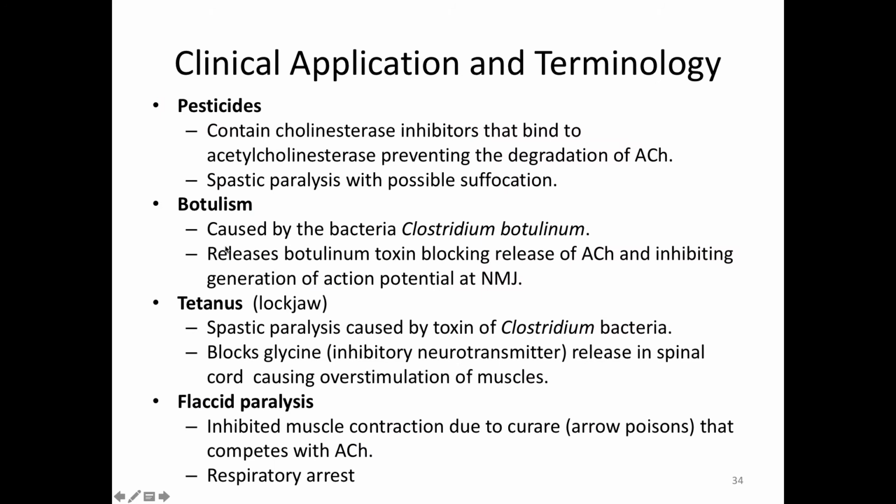So let's talk about what happens when something in these processes goes wrong or is interfered with by a chemical. Some pesticides, and I'm asterisking "some," because it's unreasonable to assume that all pesticides work the same way. They totally don't. Some pesticides contain cholinesterase inhibitors that bind to acetylcholinesterase and prevent it from degrading acetylcholine. That results in spastic paralysis, which is muscle spasms and uncontrolled contraction, and that can result in suffocation if the muscles of inspiration, such as the diaphragm, are affected by this pathophysiology.